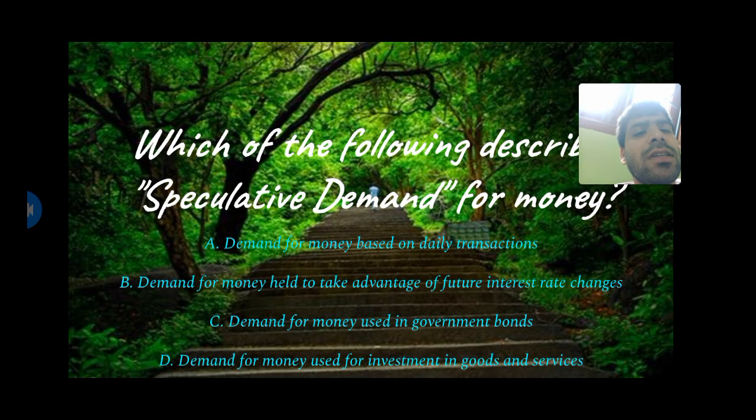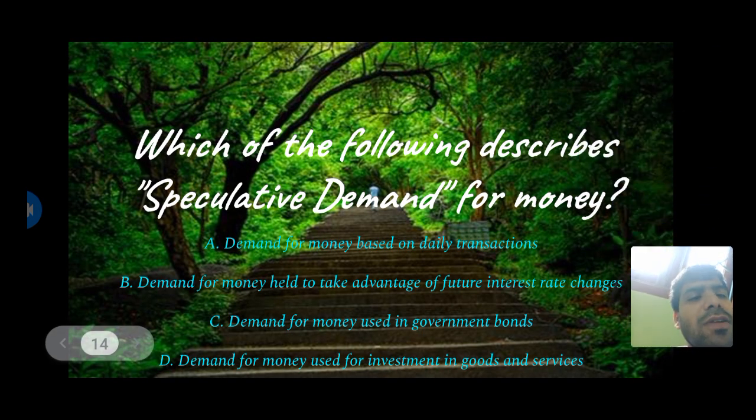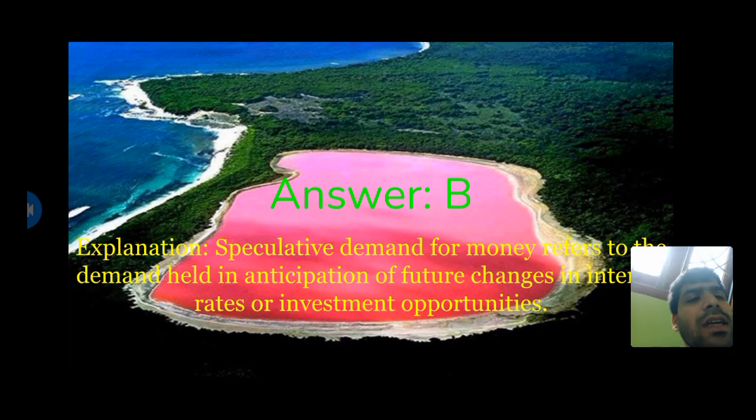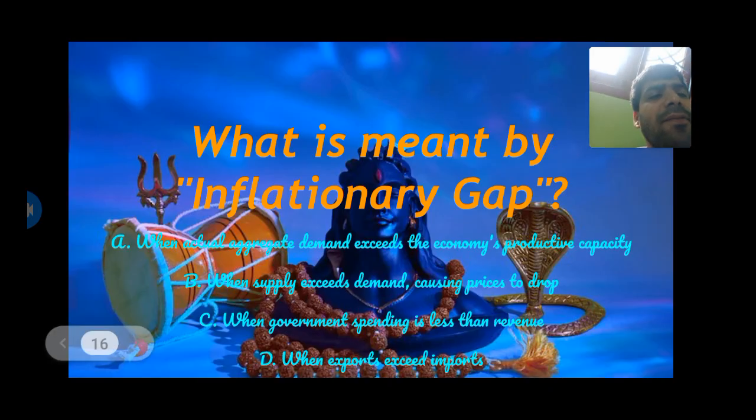And the next question is, which of the following describes the speculative demand for money? And the options are option A, the demand for money based on daily transactions. Option B, demand for money held to take advantage of future interest rate changes. Option C, demand for money used in government bonds. Option D, demand for money used for investment goods and services. And the correct answer is option B. Speculative demand for money refers to demand held in anticipation of future changes in interest rates or investment opportunities.